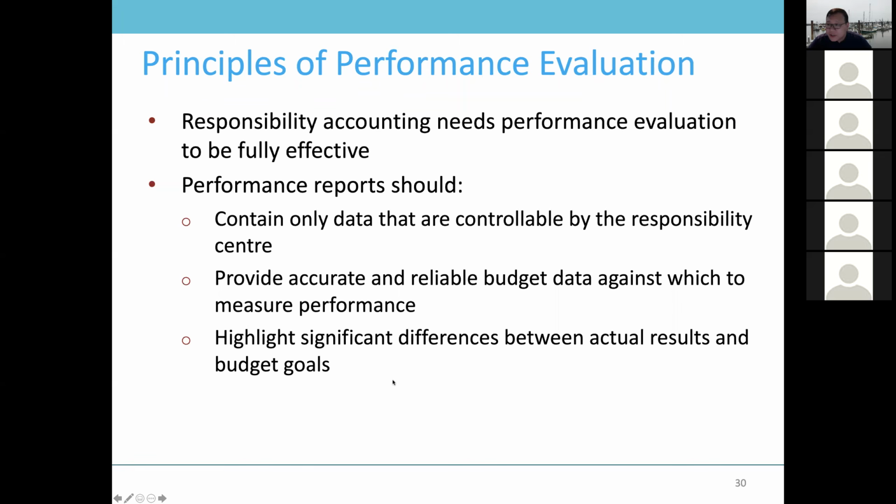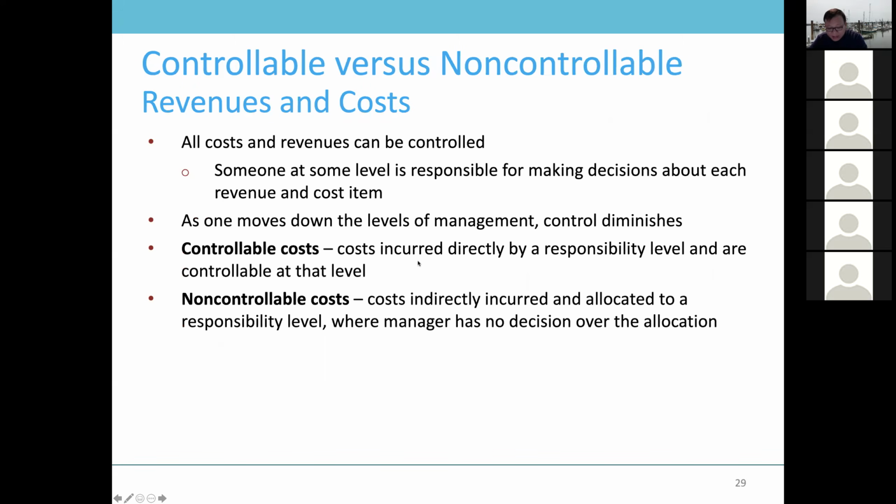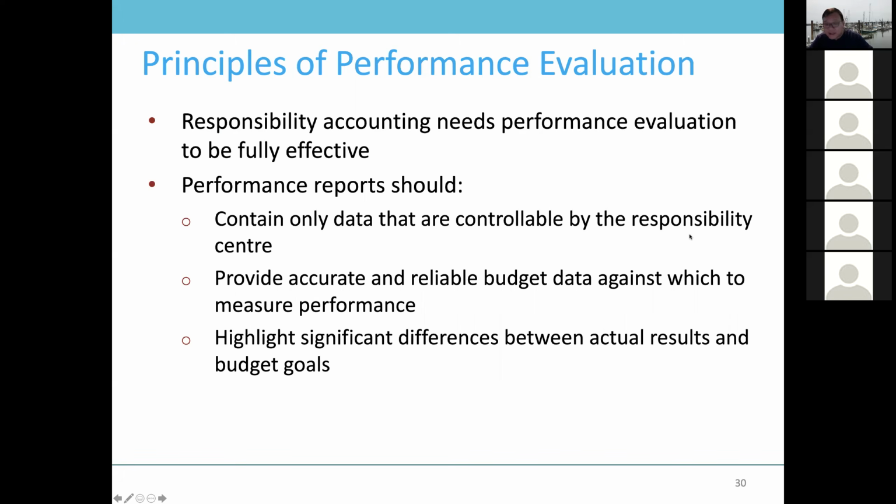Responsibility accounting needs performance evaluation. If you do not hold them accountable, then it's not useful. So they have to be accountable. The performance report should contain only the data that is controllable by the center. So for MNP, if you hold the MNP manager accountable, he should not be responsible for the salary paid to that regional manager for the Atlantic zone.